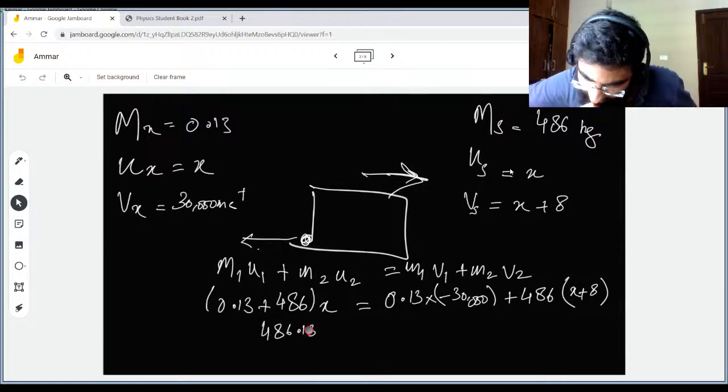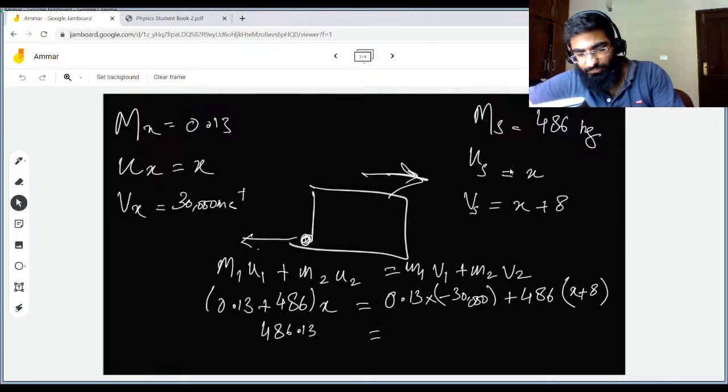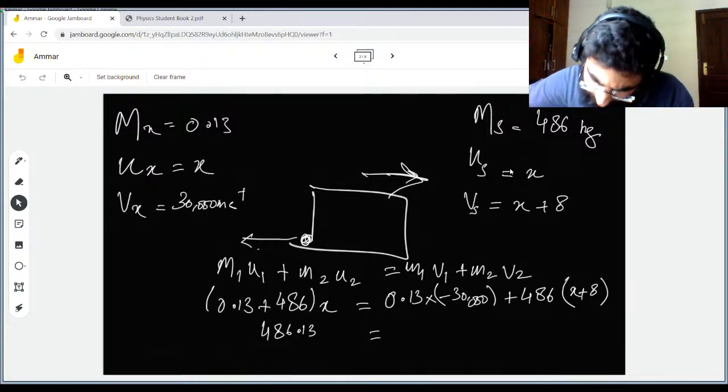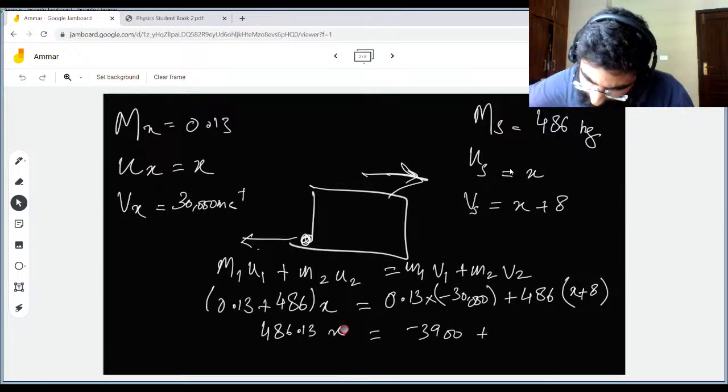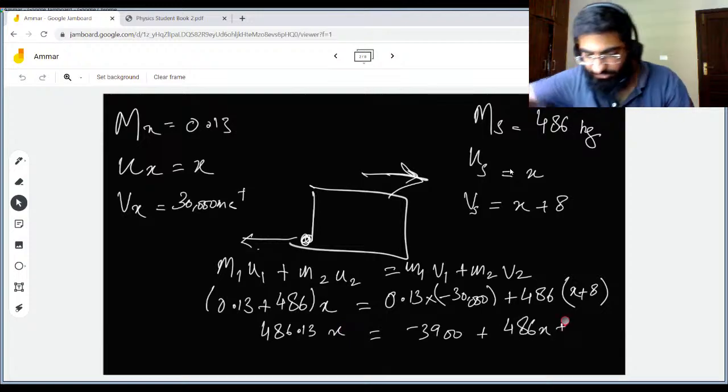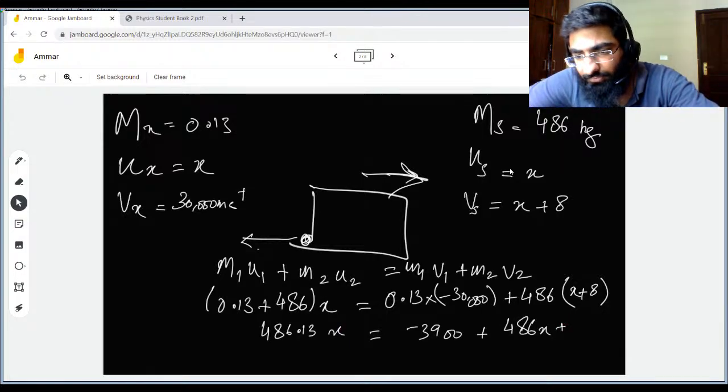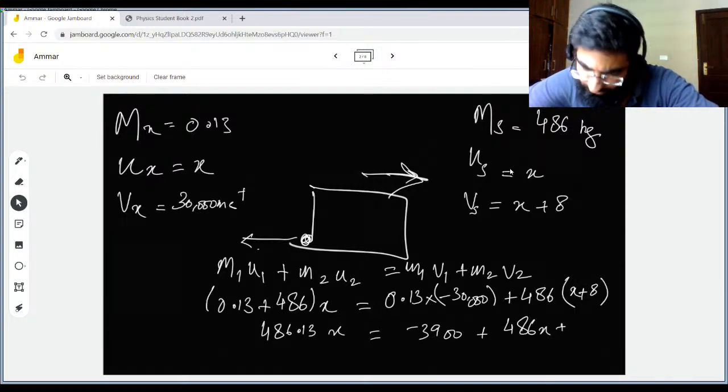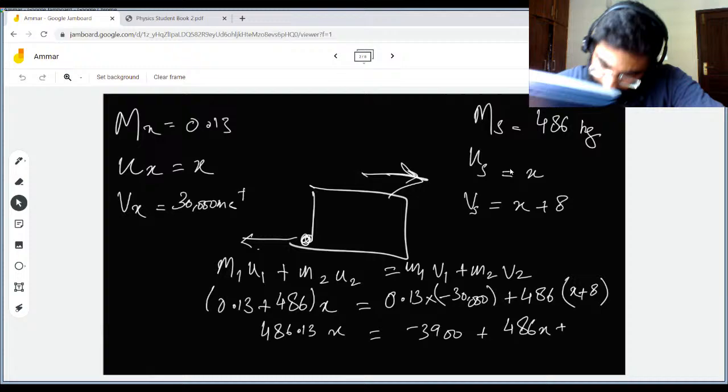All right, over here, what is 0.13 into 30,000, minus 0.13 into 30,000? 3,900. So minus 3,900 plus, this is x, 486x, plus 486 into 8. 486 into 8 is how much? 3,888.